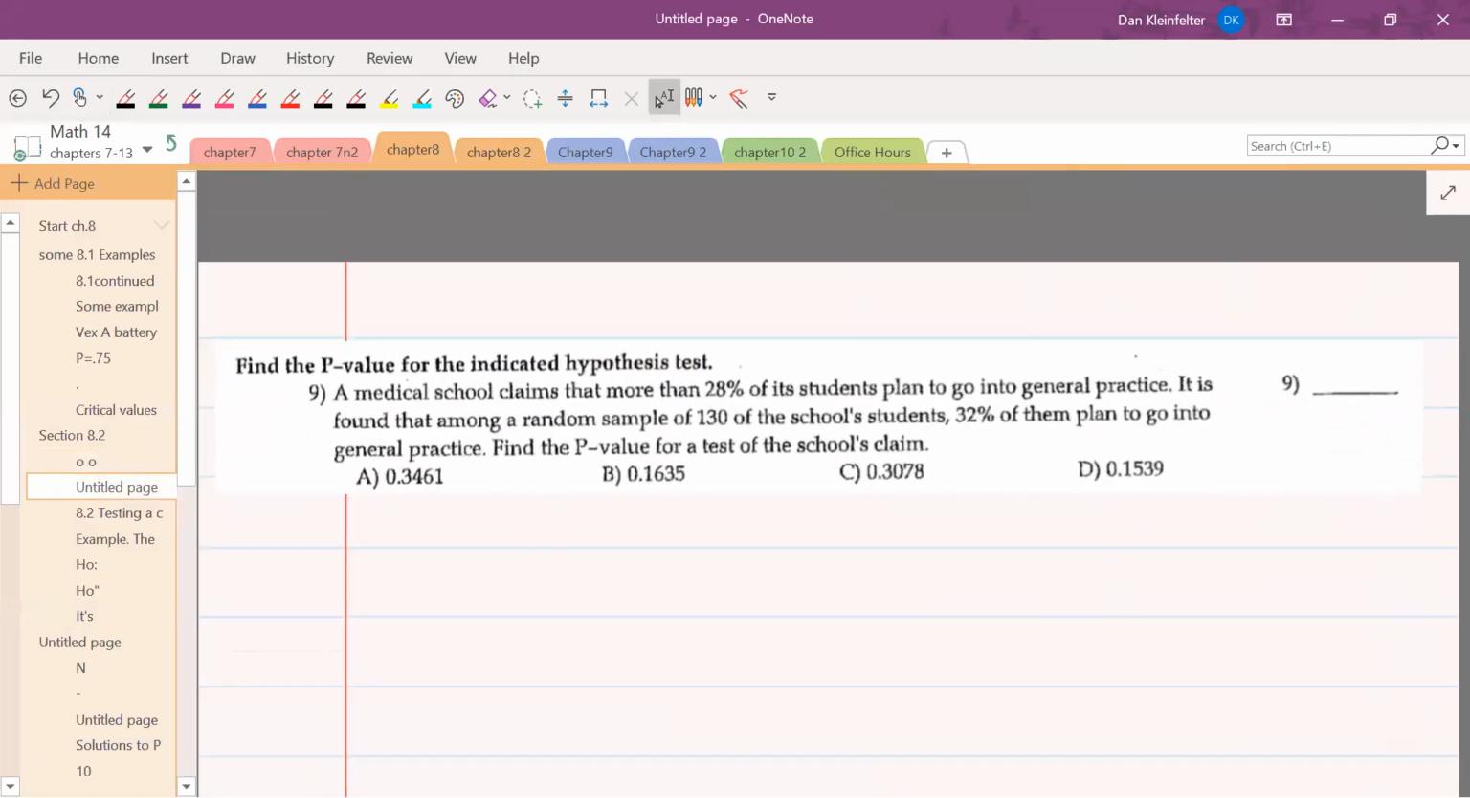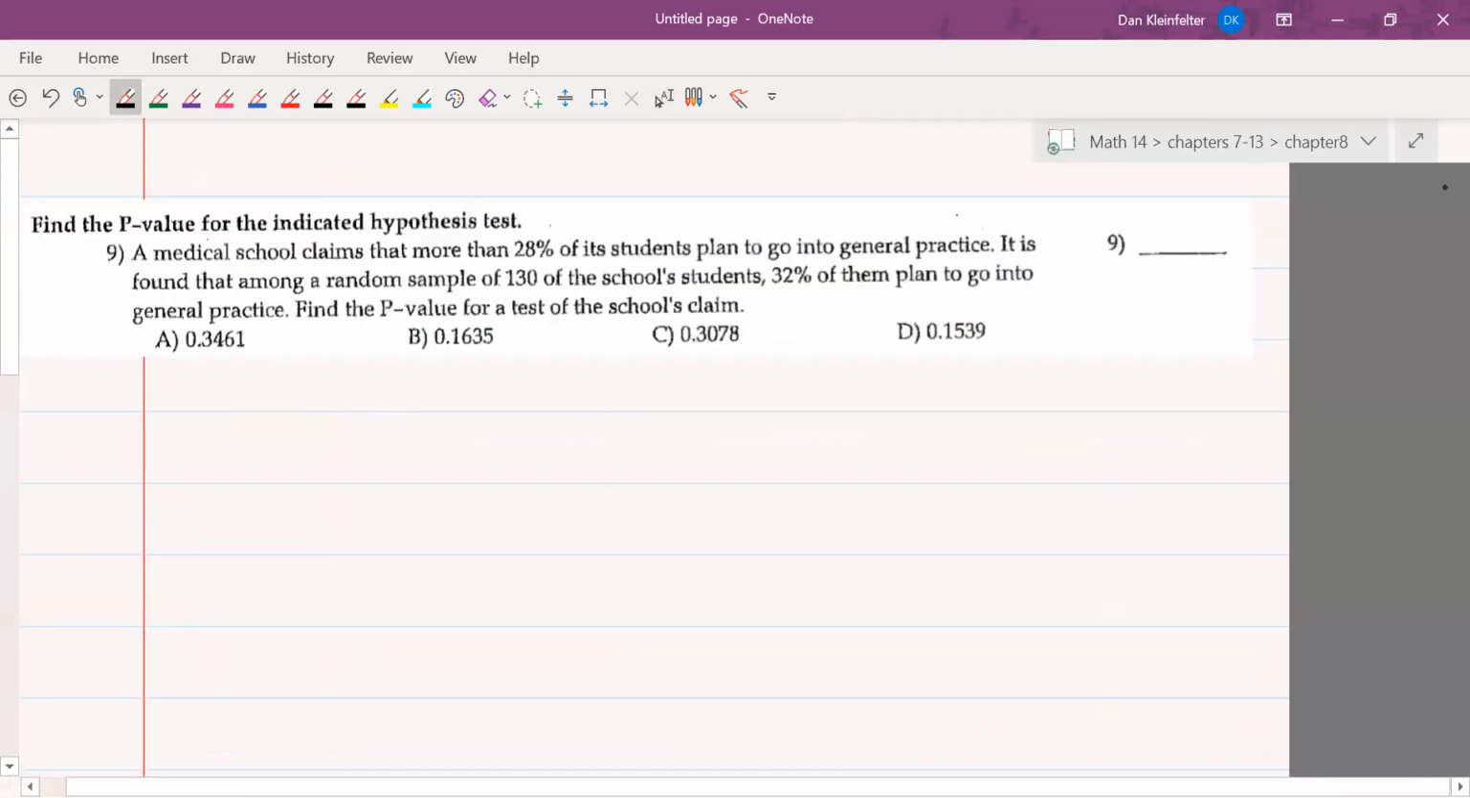Okay, one more example and then we're on to 8.2. A medical school claims that more than 28% of its students plan to go into general practice. It's found that among a random sample of 130 students, 32% go into practice. We're to find the p-value for this school's claim. We may as well go through some steps for this. Let's do the hypotheses. The claim is that more than 28% plan to go into general practice. The null hypothesis is that it'll be equal to 28%.